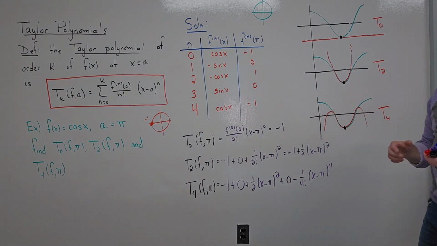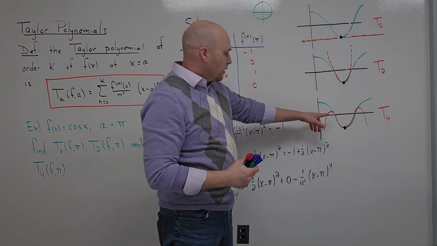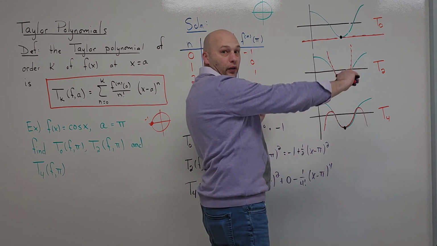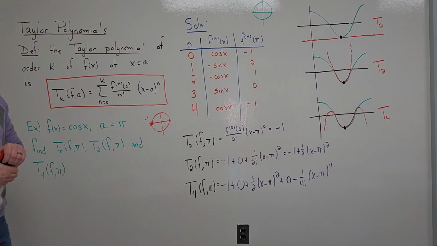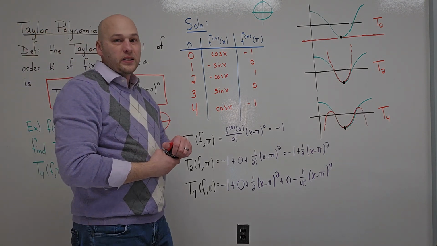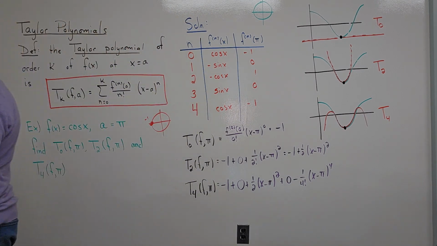If I were to keep taking more and more polynomial terms, these red curves are going to approximate the function farther and farther out. They're going to start wrapping along and matching the graph. Keep that concept in mind when we start looking at what are called Taylor series, which you'll see in another video.